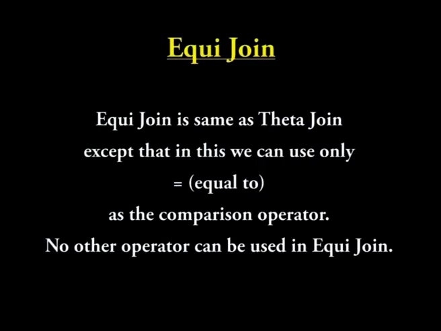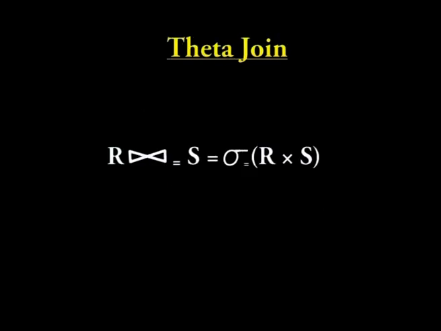Now, next operation is equi-join. Equi-join is same as theta join, except that in this we can use only equal to operator as the comparison operator. No other operator can be used in equi-join. Its syntax will be as shown.